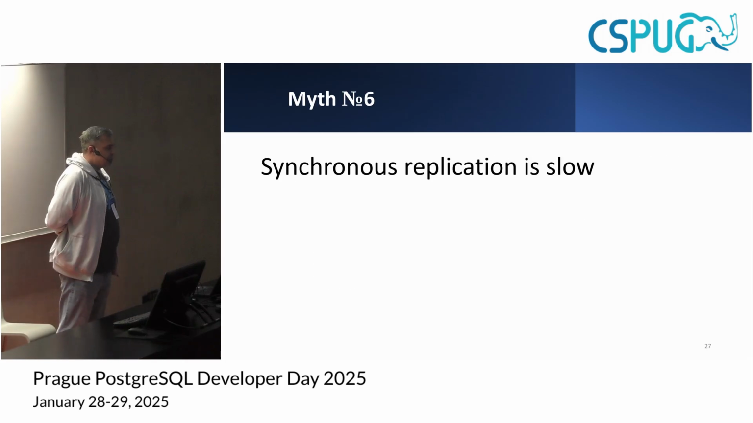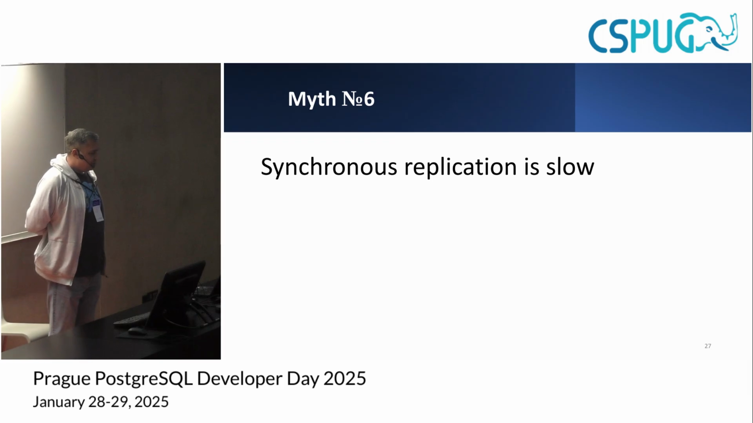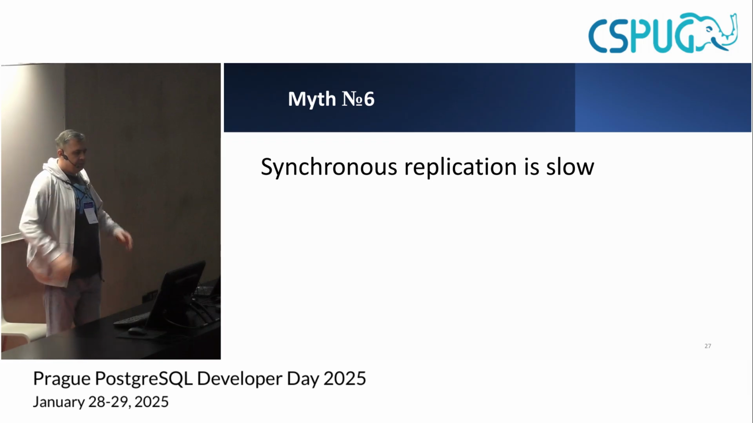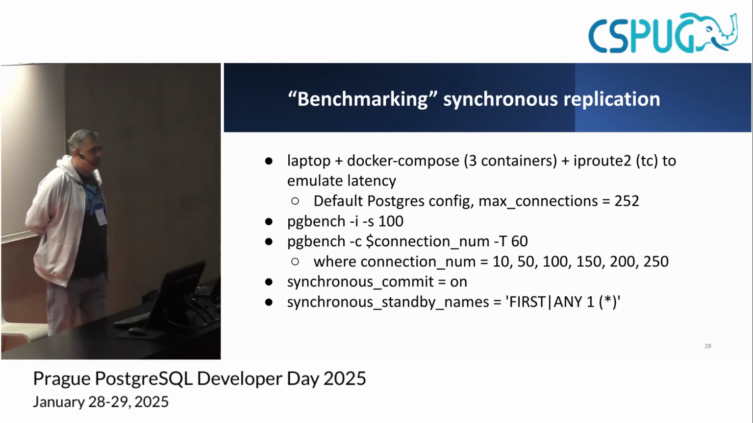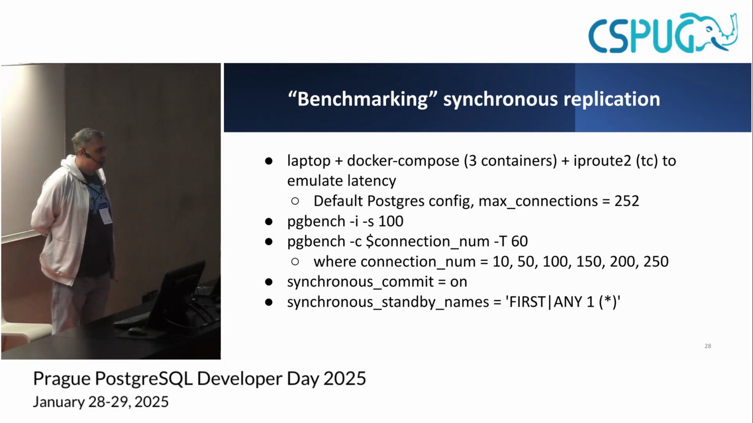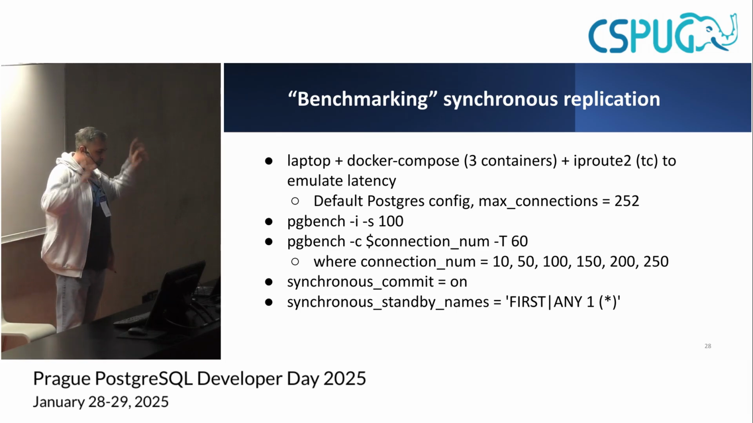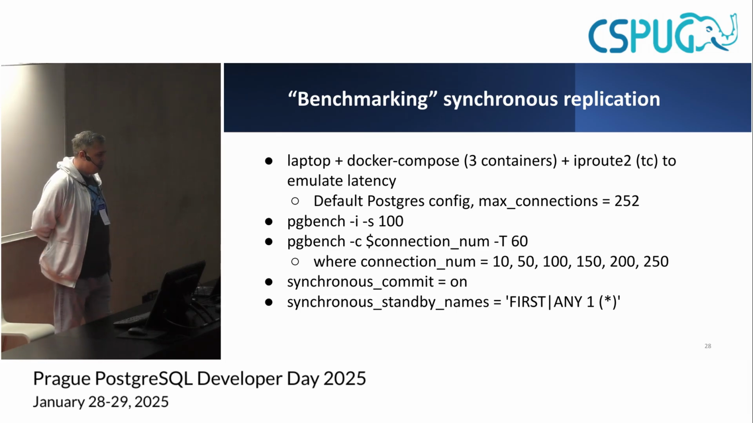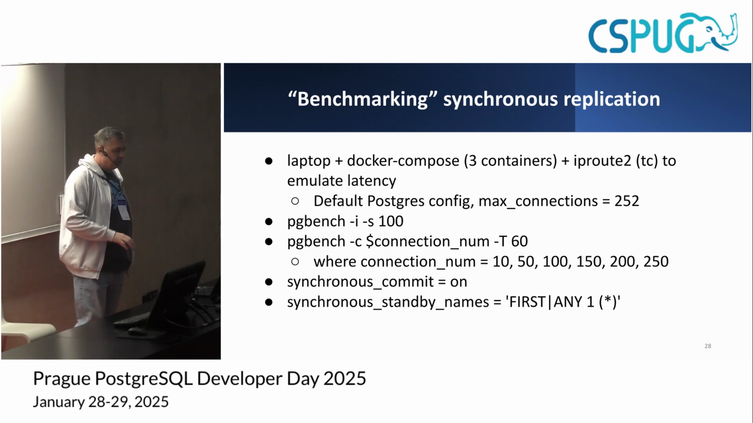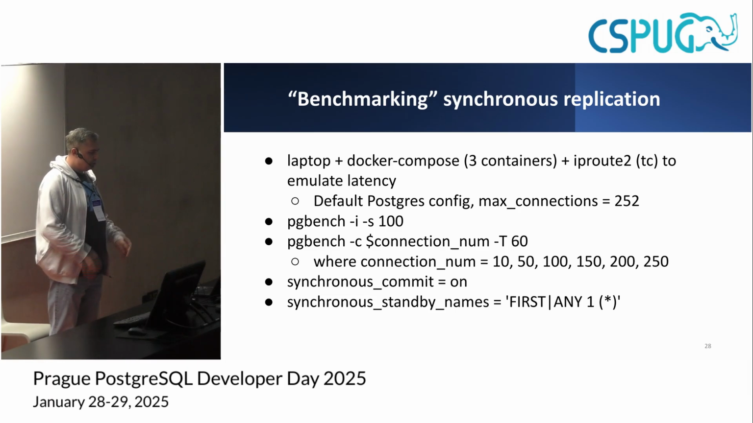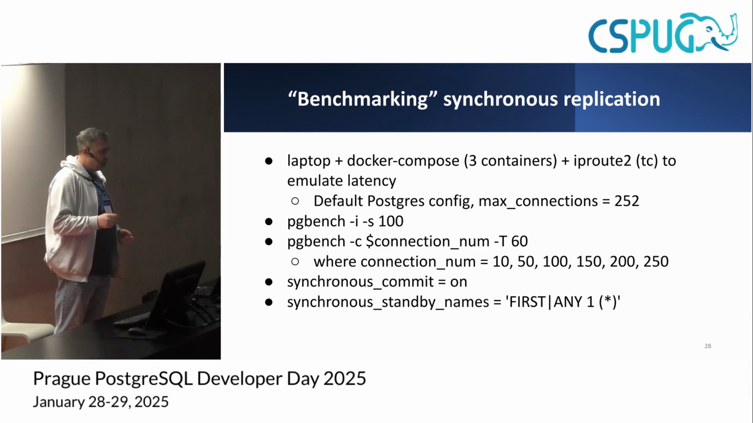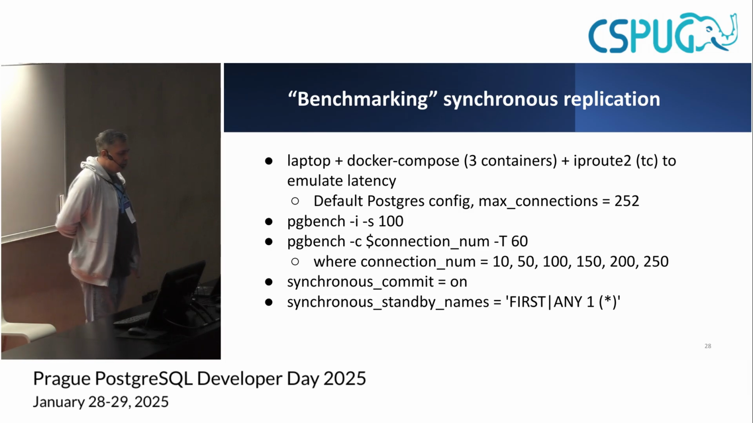So yet another myth, which is probably not so much a myth: synchronous replication is slow. People are constantly saying it, and to actually prove or disprove it, I decided to do some benchmarks. I put double quotes around the word benchmarking on the slide because the benchmark was done on my laptop for simplicity. I just used Docker Compose with 3 containers and Postgres running in containers. And in order to emulate latency, I was using the ip route utility.